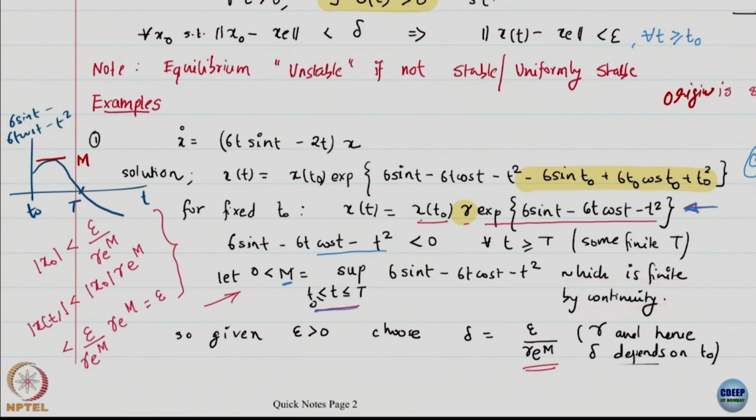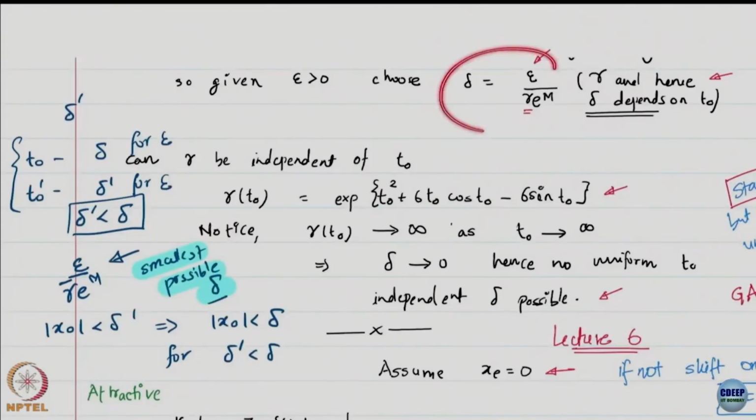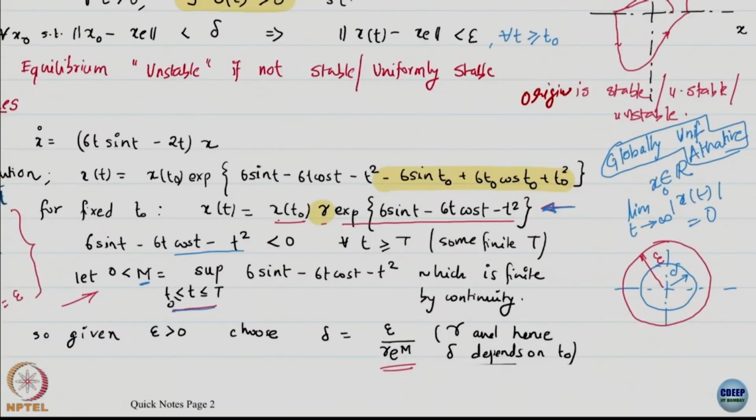Continuity and smoothness give us all these very nice results, I do not have to bang my head. So, if you give me an epsilon, what will I choose my delta as? I will choose my delta as epsilon over gamma e to the power m. Why? We will see very shortly. Remember this, and keep in mind that gamma depends on t0. You may ask how the delta depends on t0. My equilibrium is 0 in this case.